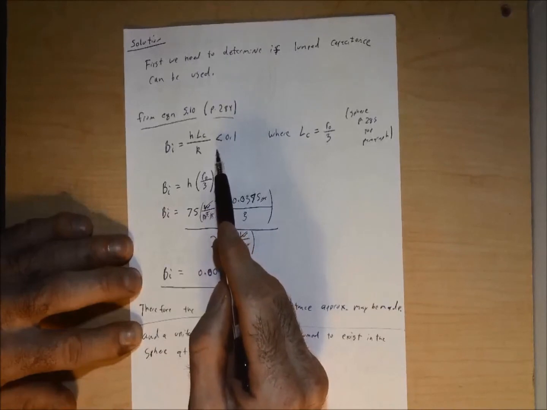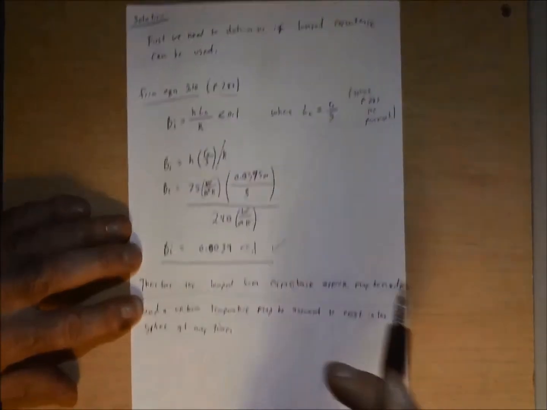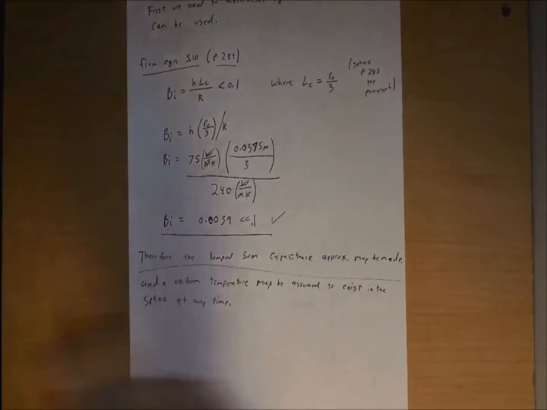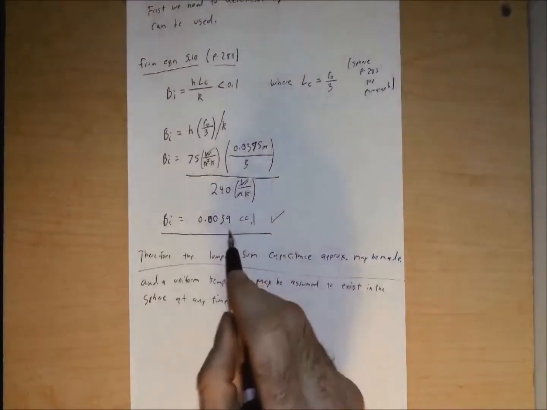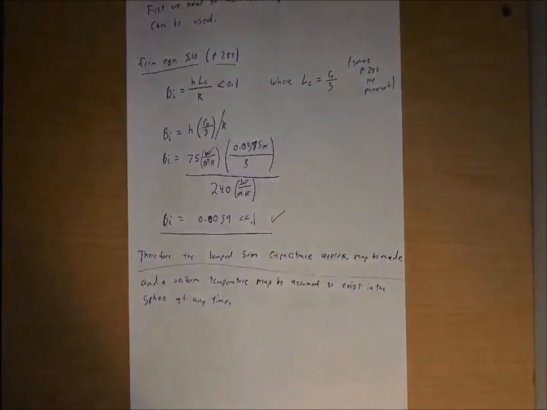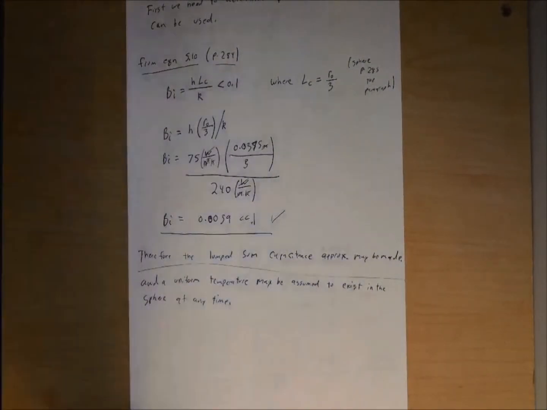that we had before that our Bi is less than 0.1, so this checks. So the response is therefore the lumped capacitance approximation may be made. But we need to make this check first in order to ensure that we can use this. And a uniform temperature may be assumed to exist in the sphere at any time if this is met.